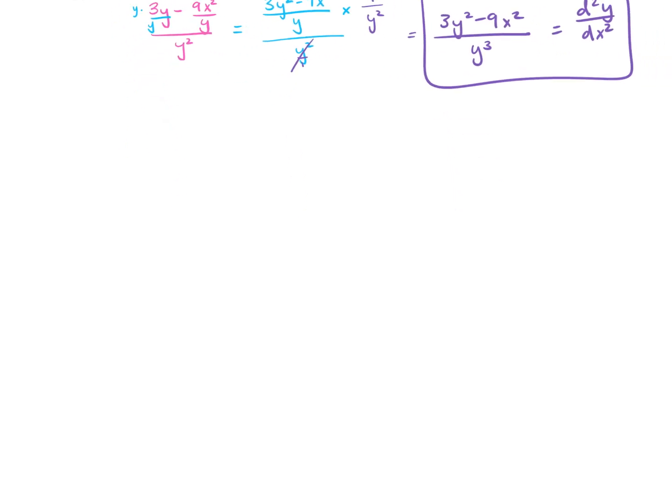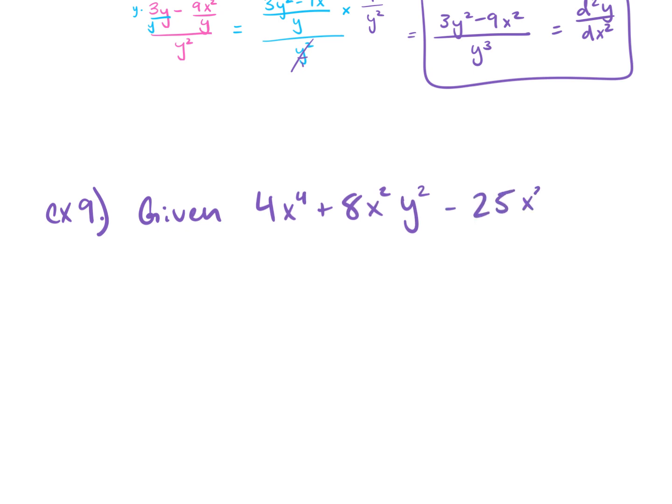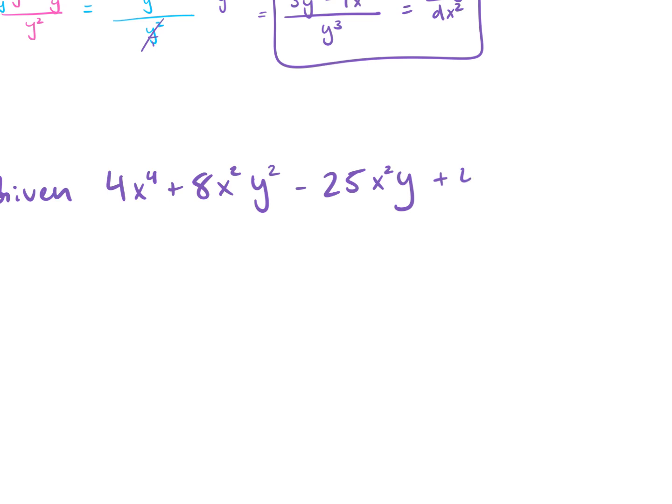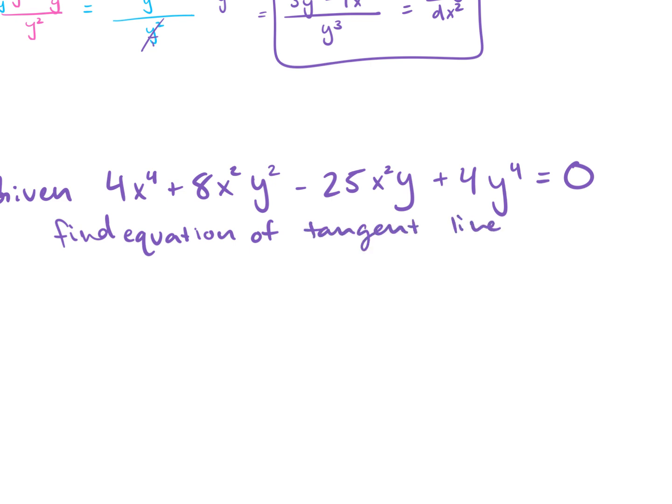Okay. Example 9. Given 4x to the fourth power plus 8x squared y squared minus 25x squared y plus 4y to the fourth power equals 0. We want to find the equation of a tangent line at (2, 1).